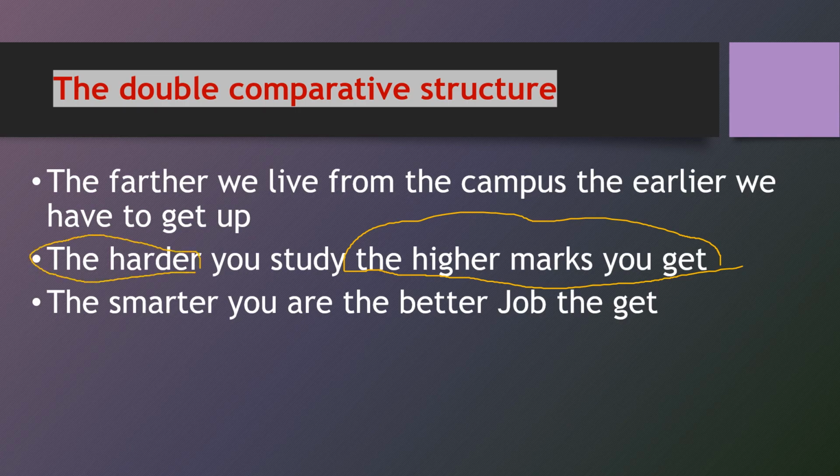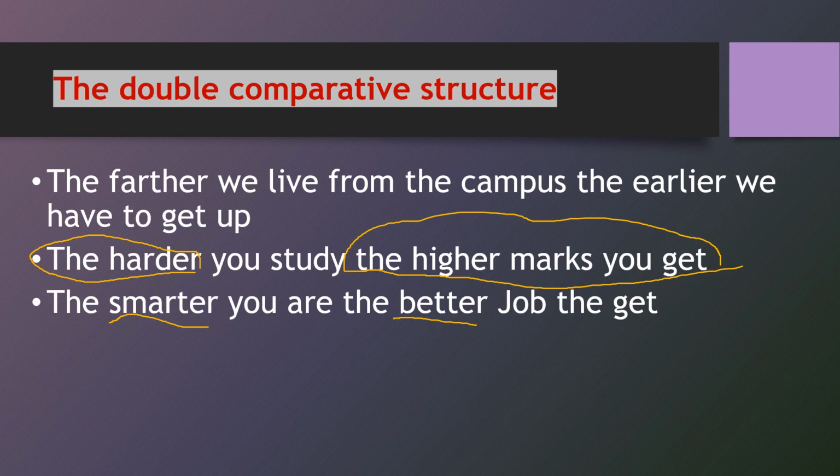Okay? And in the other case, also, you have two comparative degrees. You've got the smarter and you've got the better. To get a good job, you need to be smart. The better job you get depends on how smart you are. In the sentence, you say, the smarter you are, the better job you get.